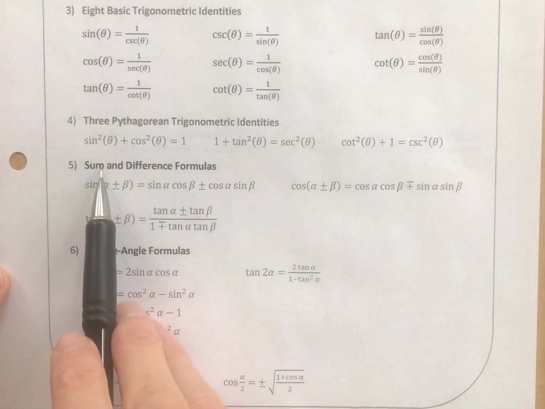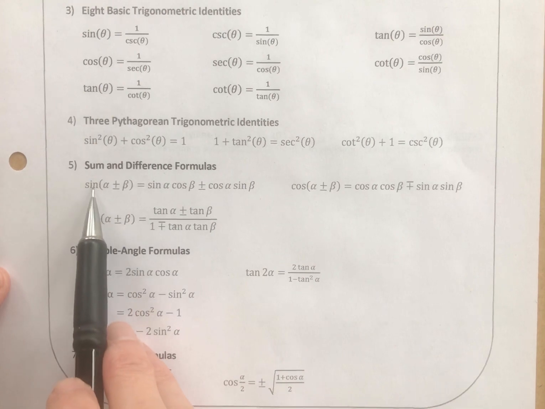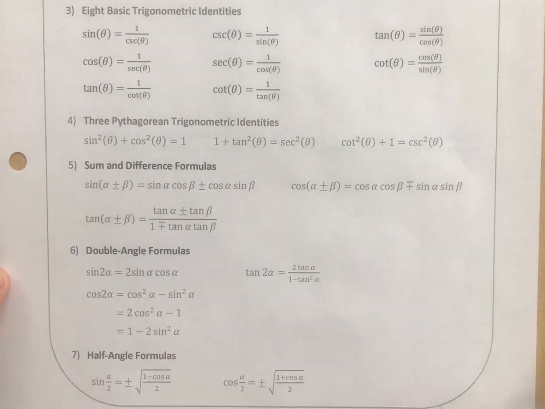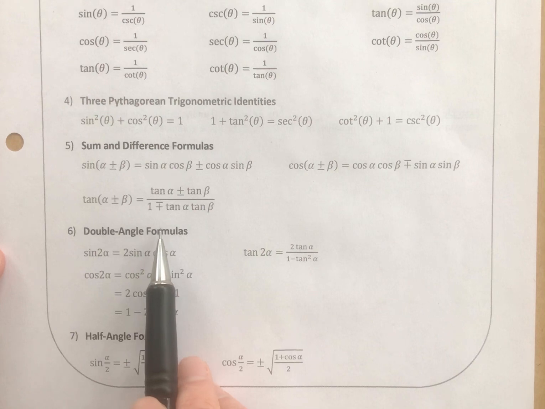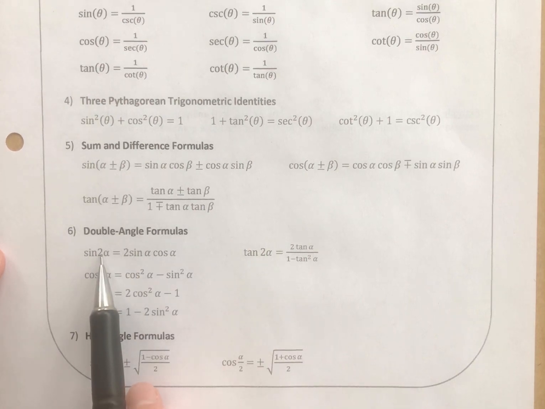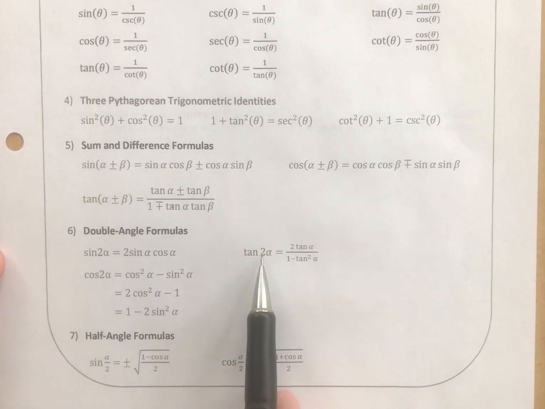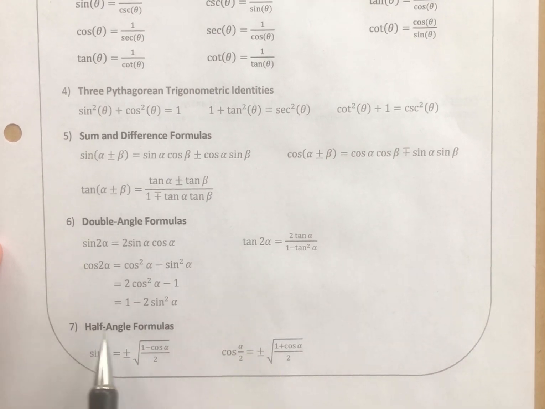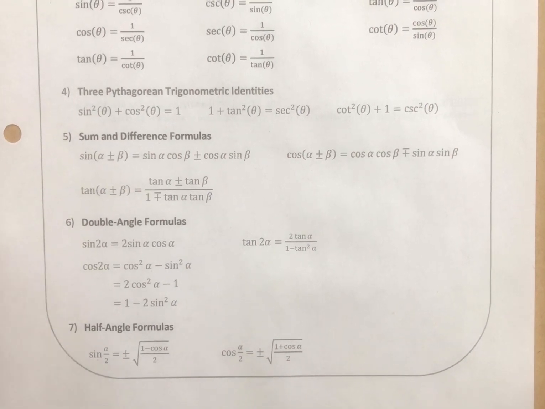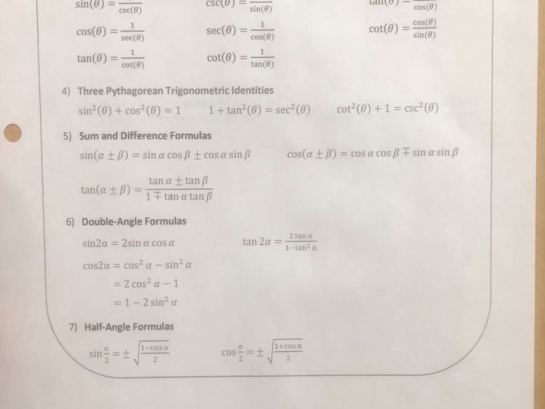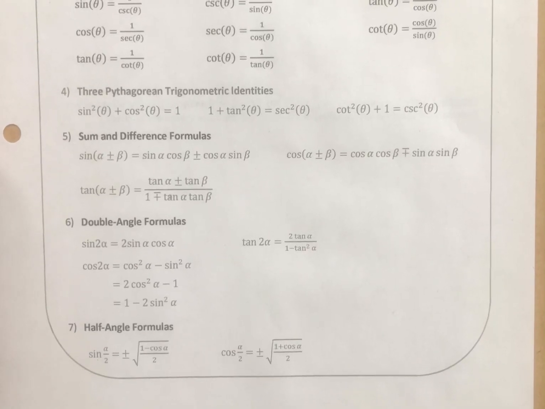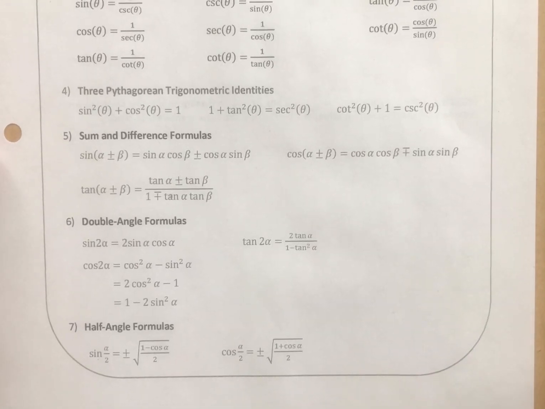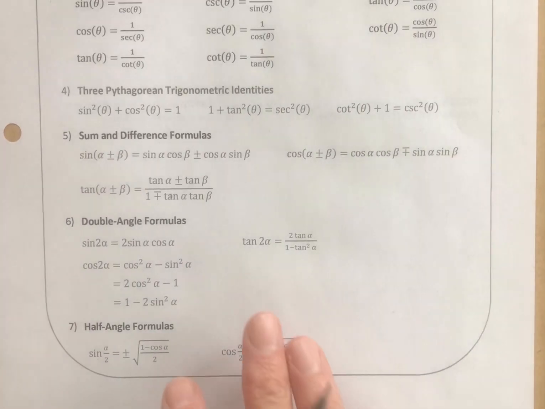We also learned the sum and difference formulas: sine, cosine, and tangent. We learned the double angle formulas: the sine of 2 alpha, cosine of 2 alpha, and the tangent of 2 alpha. And finally, we learned our half angle formulas for both sine and cosine. That's a lot. Of course, not every problem is going to involve each of these every time, but we want to know that we have these at our disposal as we work to solve trigonometric equations.